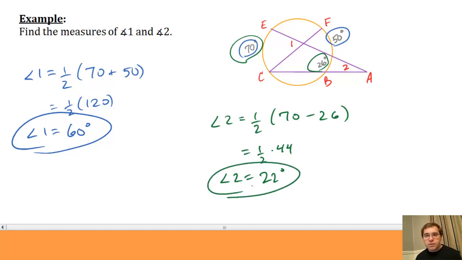If the angle is formed by chords that are inside the circle, you take half of the sum. If the angle is formed by secants or tangents, where the vertex is outside the circle, you take half of the difference.